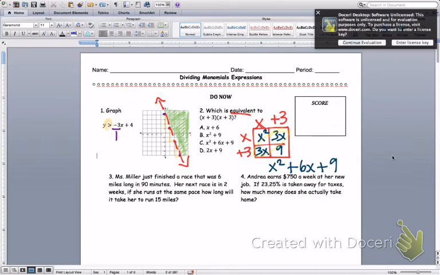So those are done. I'm going to clear this out. Pause it if you're still not done copying it down or making corrections.